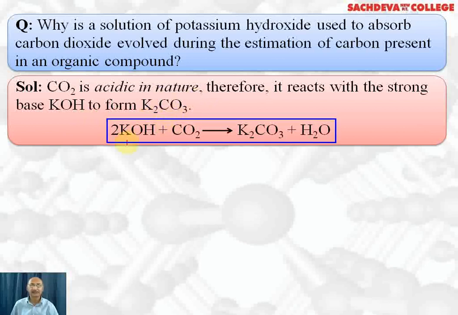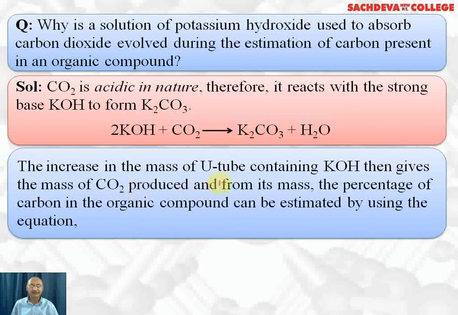So KOH is the best absorber of CO2. The reaction taking place is 2KOH plus CO2 gives you potassium carbonate plus water. KOH is a base, CO2 is an acidic oxide, they form salt and water, so this is a neutralization reaction. That is the reaction of an acidic oxide with a base to form salt and water.